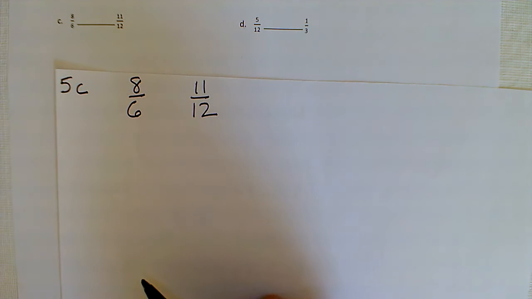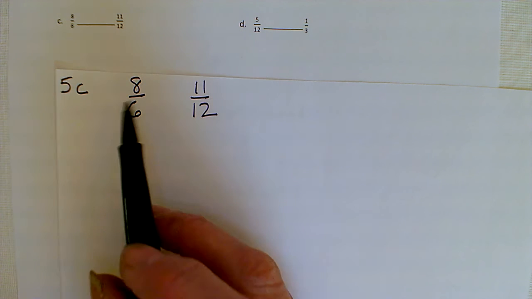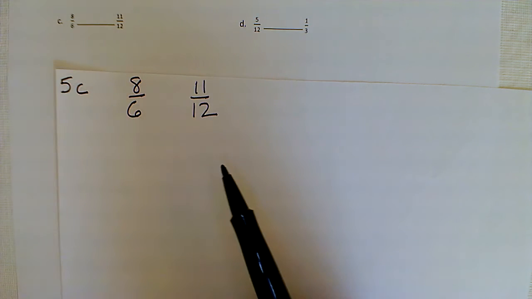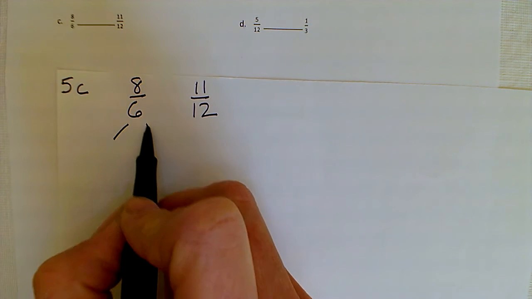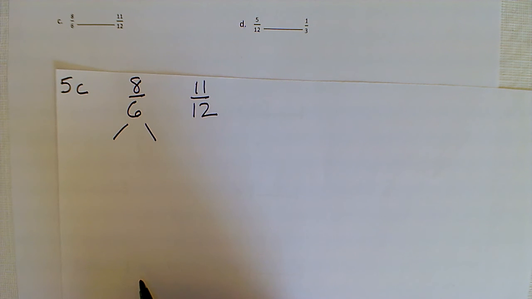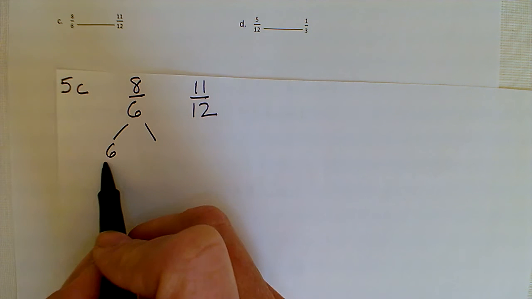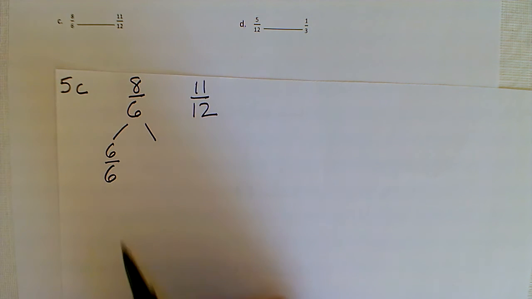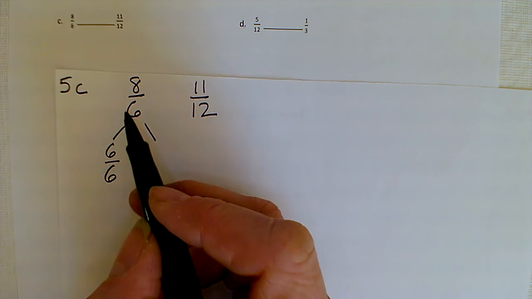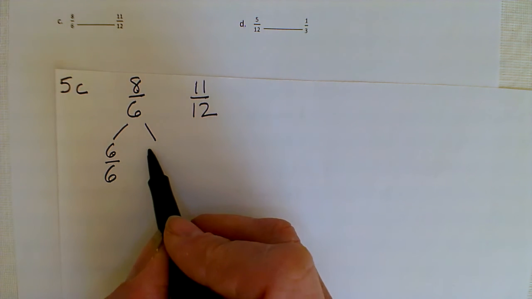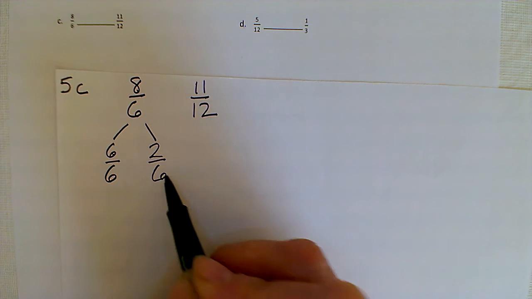Well, remember what we were doing with our 8/6. If I have a fraction that's greater than 1, and we know this one is because 8 is larger than 6, what I can do is I can pull out wholes. I can pull out 6/6 from that, because I know that 6/6 is equal to 1 whole. And then I can see what I have left. Well, 8 minus 6 is going to leave me with 2/6.